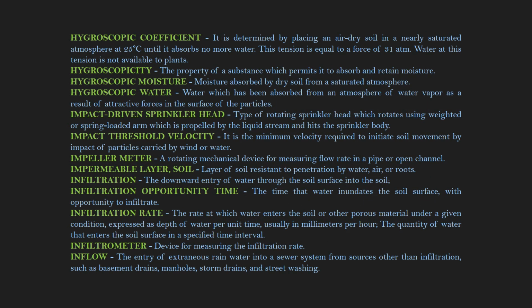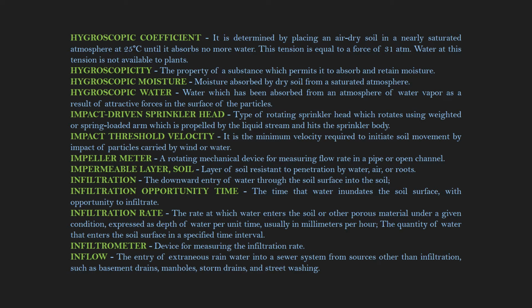Hygroscopic coefficient. It is determined by placing an air-dry soil in a nearly saturated atmosphere at 25 degrees Celsius until it absorbs no more water. This tension is equal to a force of 31 atmospheres. Water at this tension is not available to plants. Hygroscopicity. The property of a substance which permits it to absorb and retain moisture. Hygroscopic moisture. Moisture absorbed by dry soil from a saturated atmosphere. Hygroscopic water. Water which has been absorbed from an atmosphere of water vapor as a result of attractive forces in the surface of the particles.